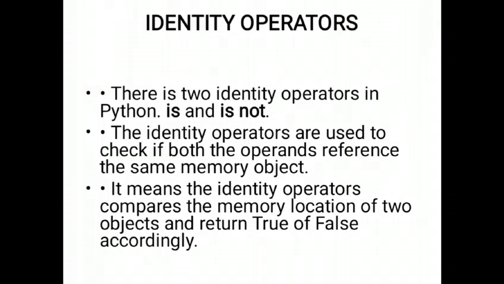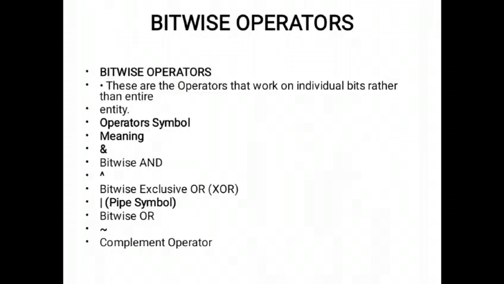Then identity operators in Python are is and is not. The identity operators are used to check if the operands reference the same memory object. It compares the memory location of two objects and returns true or false accordingly.